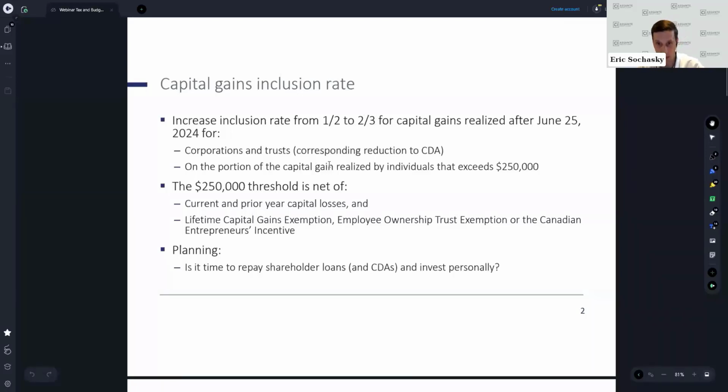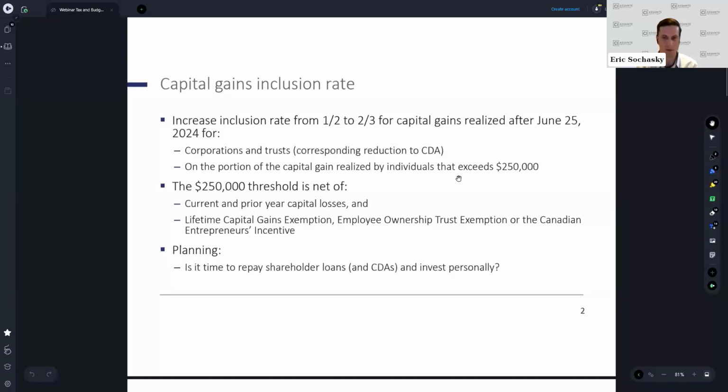For individuals, it's a little bit different. Individuals are subject to the increased inclusion rate only on capital gains exceeding $250,000 in any given year. So this means that individuals can incur up to $250,000 of capital gains every year and still be subject to the old 50% inclusion rate. But anytime you earn more than $250,000, those capital gains are going to be subject to the increased inclusion rate of 66.7%. One thing to note is each individual has their own $250,000 annual threshold.